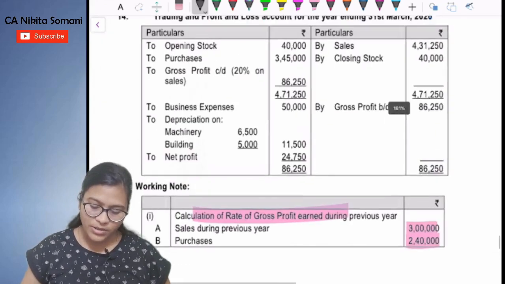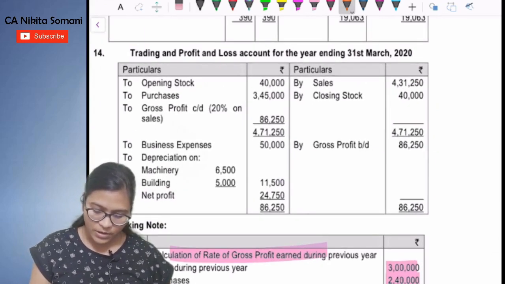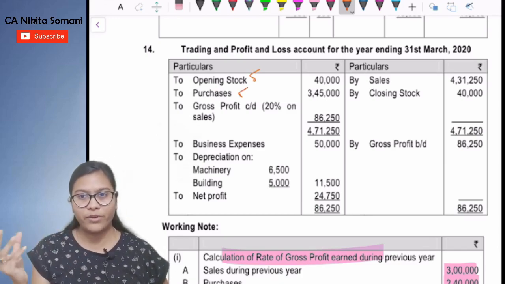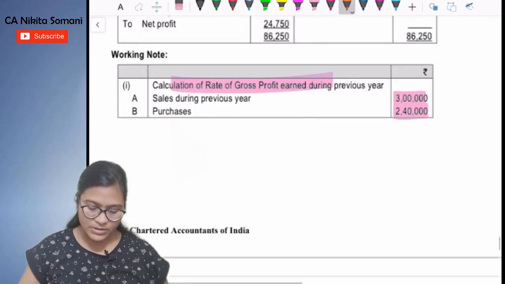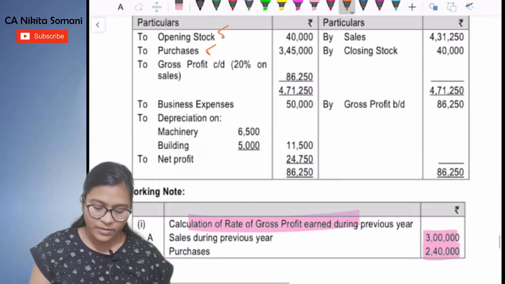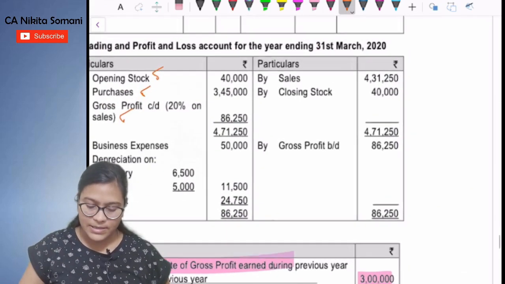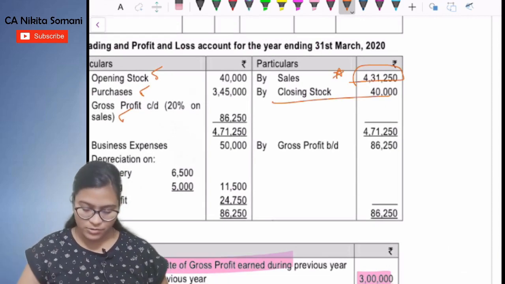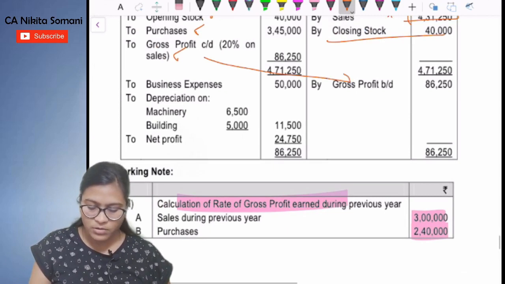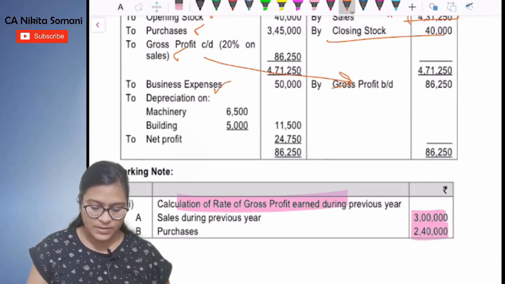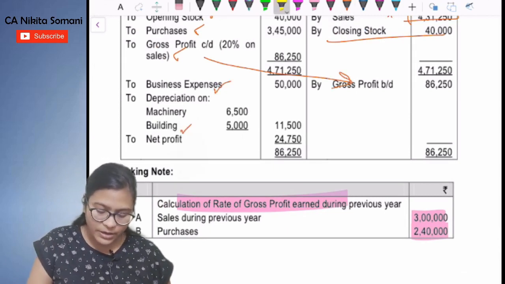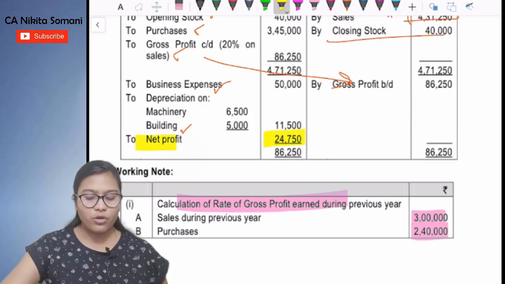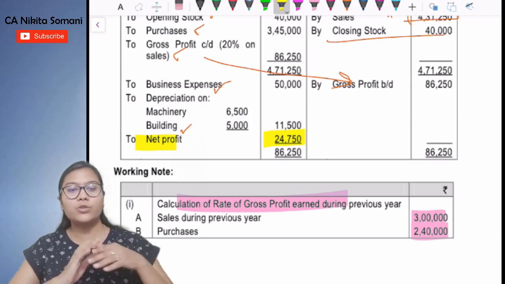If you put all these amounts in this table, this trading account, opening stock, purchases, we have seen now purchases 345,000. We get the gross profit of 20% on sales, and we got the sales here as the balancing figure, and this is the closing stock 40,000, and then gross profit is pulled down here, and then expenses and depreciation are reduced, and ultimately we get the net profit as 24,750. So this is the solving of your RTP November 2020.